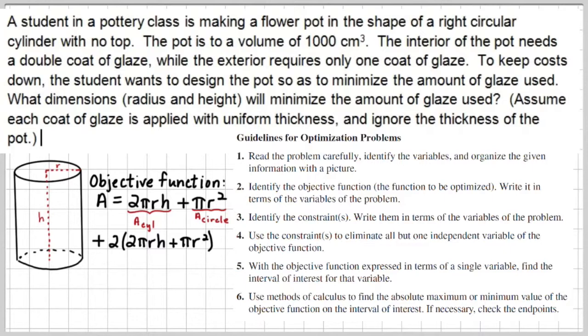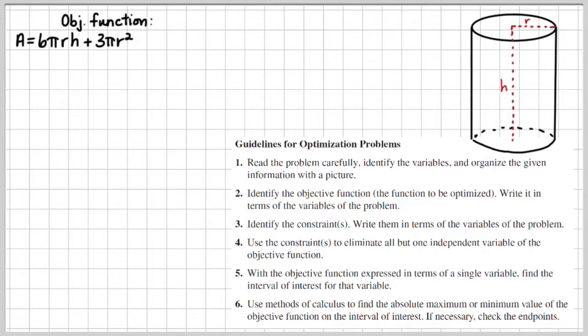Now we'll do some simplification. So A is going to be equal to 2 pi r h plus pi r squared, plus 2 times the quantity 2 pi r h plus pi r squared. Distributing the 2 through the parentheses here, we will have 4 pi r h plus 2 pi r squared. When we combine those like terms, we'll have 6 pi r h plus 3 pi r squared. That is our area function. So we have our objective function simplified. We have our cylindrical pot. We have identified the objective function.